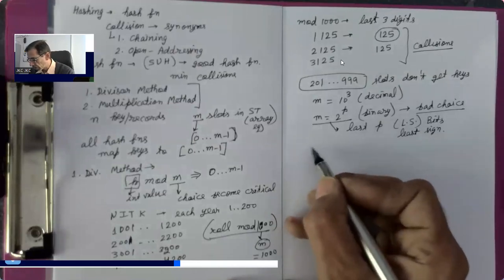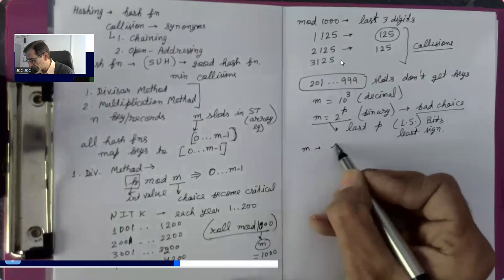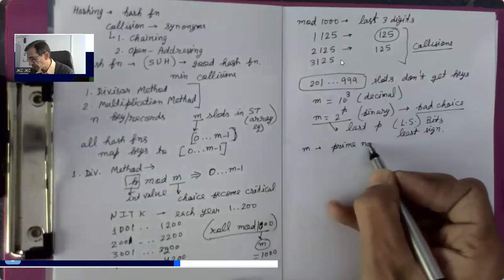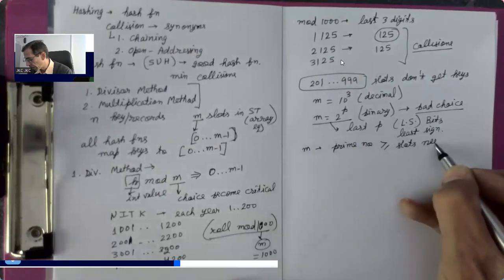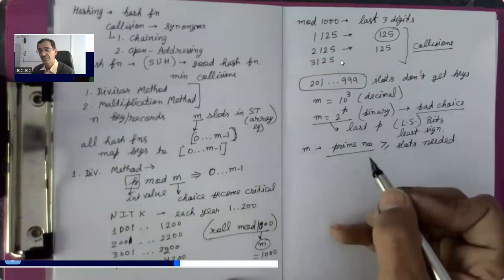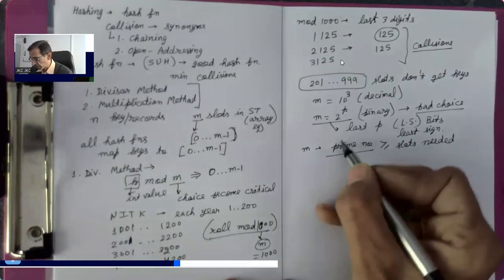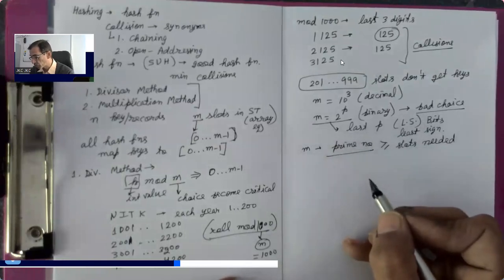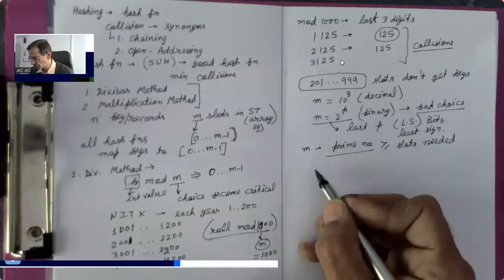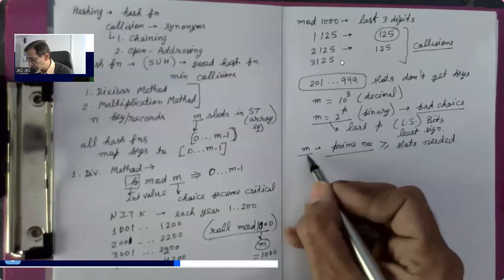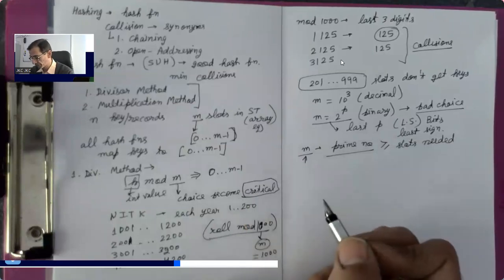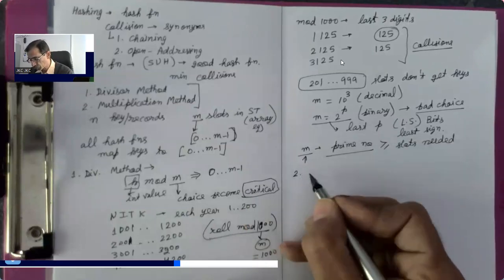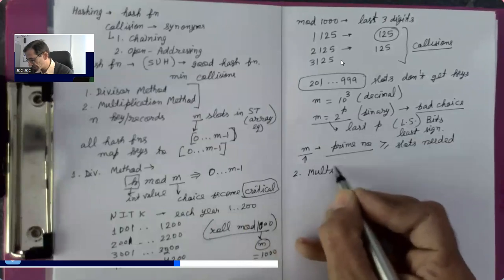So normally it is always advised that M should be a prime number, normally greater than or equal to the slots needed. That is a general rule of thumb. If we are not able to find a good prime number nearby, we are probably going to waste space, so you have to think of that also. But this is the way it is decided. Since M's choice is critical, the alternate that is also used is called the multiplication method.